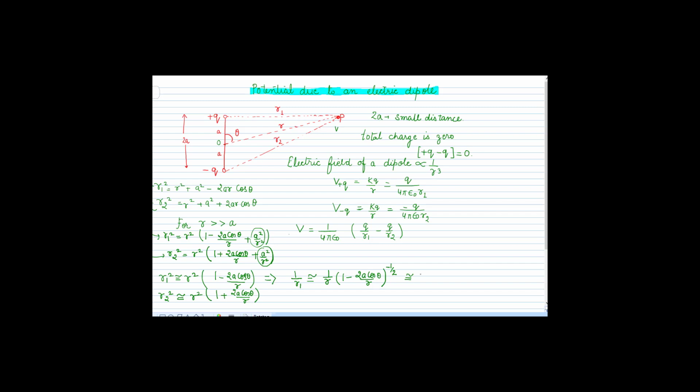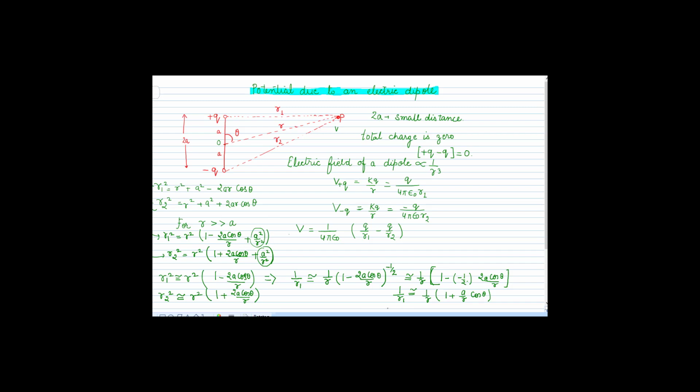1 plus x to the power n is equal to 1 plus nx. So this may again be written as 1 upon r, then 1 minus, then the power comes here, minus half, and 2a cos theta upon r. So this is the equation. Now see in this equation what cancels out: minus minus becomes plus and 2 cancels with this 2. So this is approximately equal to 1 upon r, 1 plus a upon r cos theta. So this is the value of our 1 upon r1.